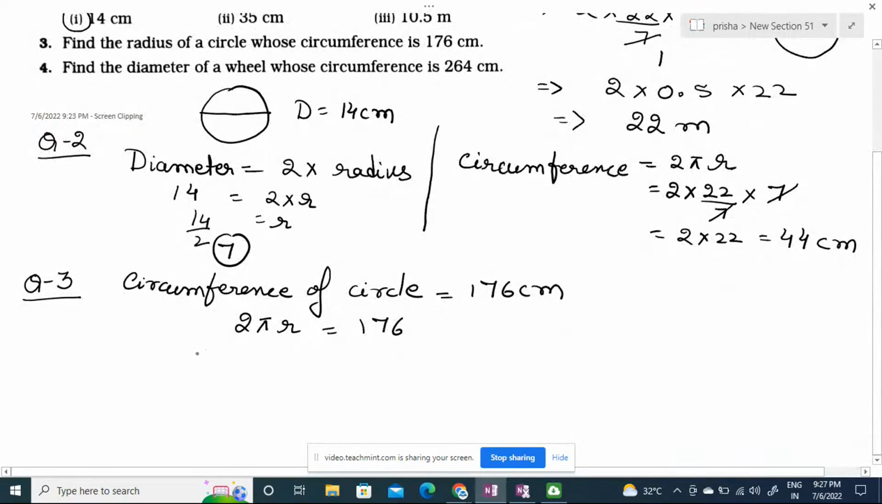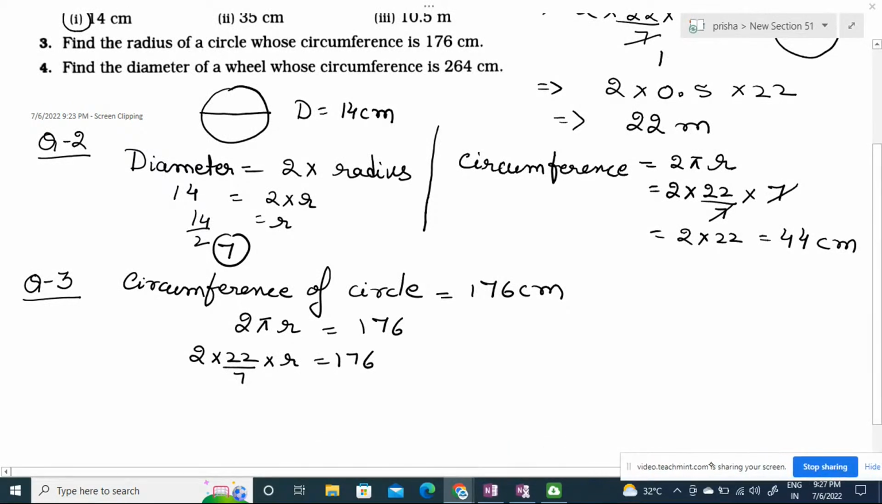Now we substitute all the values: 2 into 22 by 7 into radius is equal to 176. So r is equal to 7 into 176 over 2 into 22. Now we cut it down with the 11. 11 1 the 11, 11 6 the 66, 11 2 the 22. Now 2 8 the 16 and 2 4 the 8. Now the radius becomes 28 centimeter. Clear?